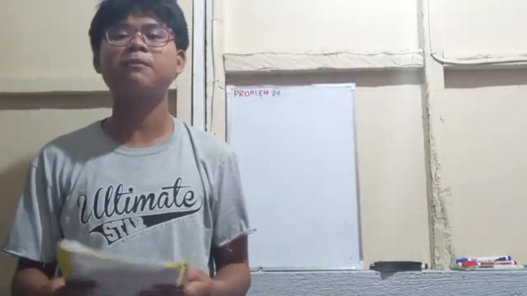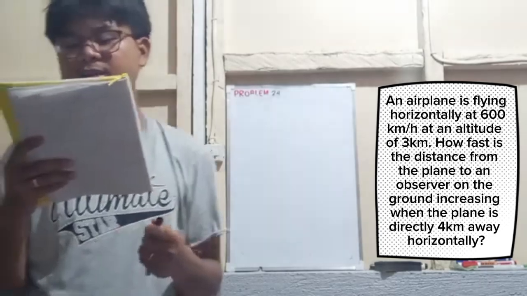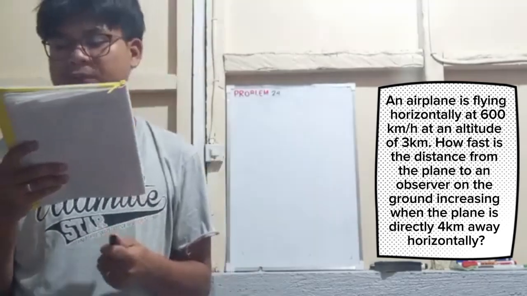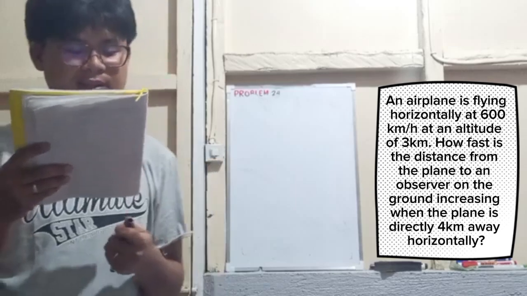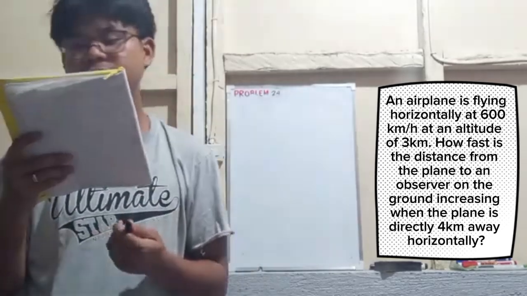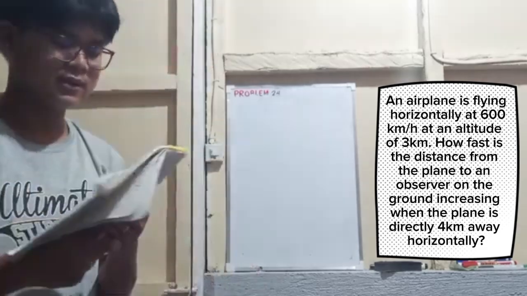So we'll proceed to problem 24. An airplane is flying horizontally at 600 km per hour at an altitude of 3 km. How fast is the distance from the plane to an observer on the ground increasing when the plane is directly 4 km away horizontally?